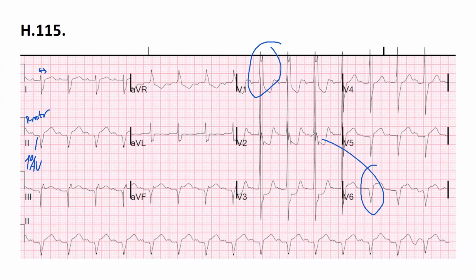Did we just talk about this? Yes. We already had this kind of right bundle branch block. Not?